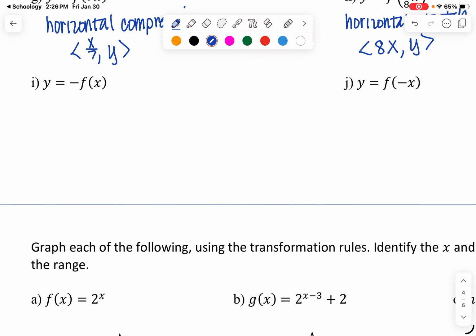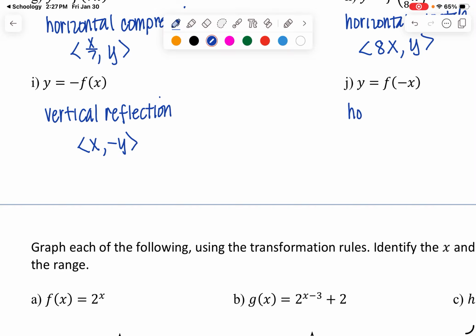All right, here we have a negative affecting our function, so this is in front of the function, so this is a vertical reflection. So keep your x's the same, take the opposite of your y values, and then lastly, we have a reflection on the inside, so this is a horizontal reflection.